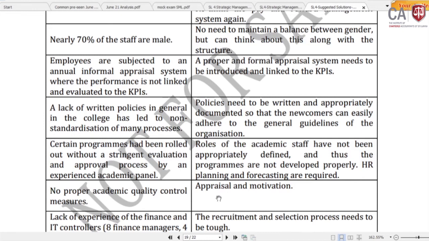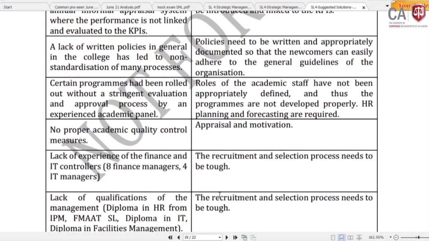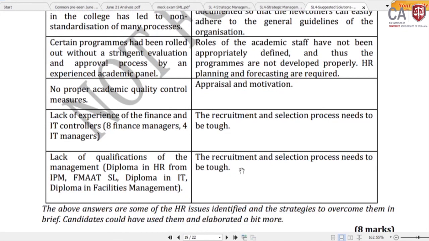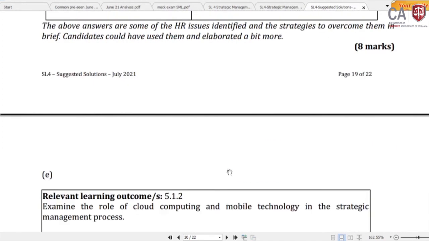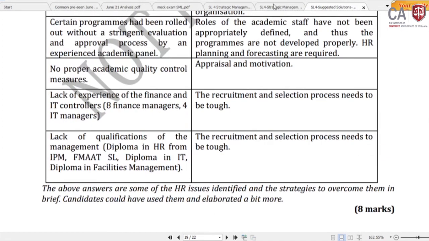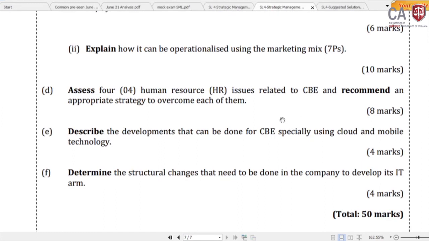No proper academic quality control measures, appraisal and motivations, lack of experience of finance and IT controllers. The recruitment selection process need to be tough. So, you have to get the right qualified people for this one. Lack of qualification of the management team. For example, that accountant is having only 8. So, again recruitment selection process need to be tough, right. That is what examiner say, it is equivalent to our answer.